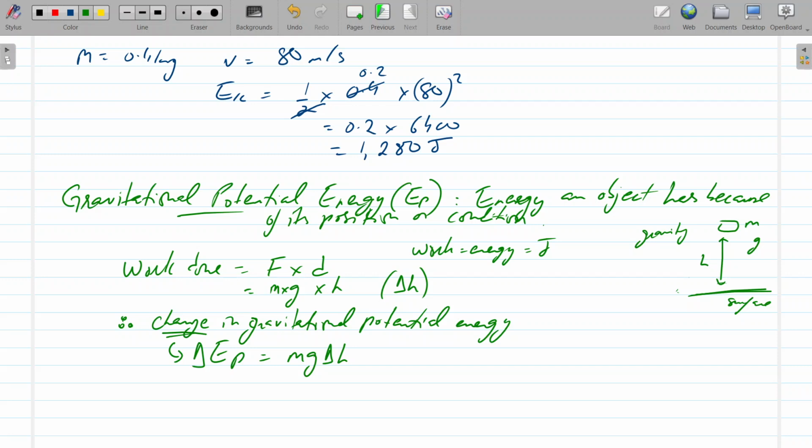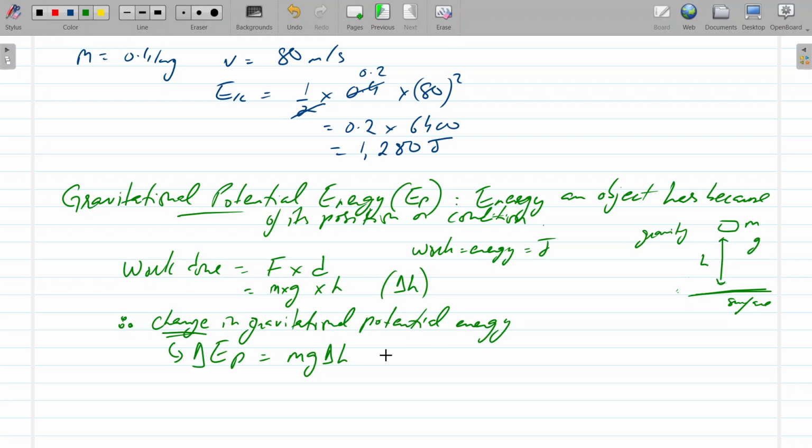where mass is in kilograms, g is Newton per kilogram, that's acceleration due to gravity, Newton per kilogram or meter per second squared. Both are the same. And h is in meters because it's a distance, and the energy is in joules. Okay. So, does this make any sense to you?